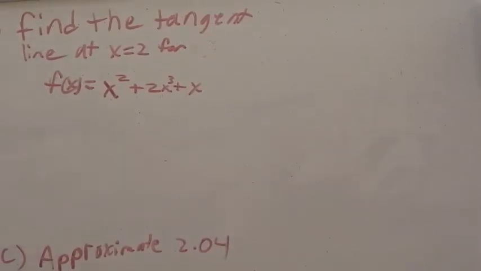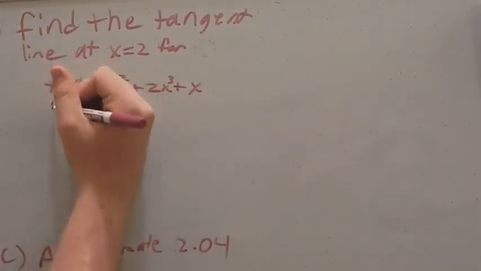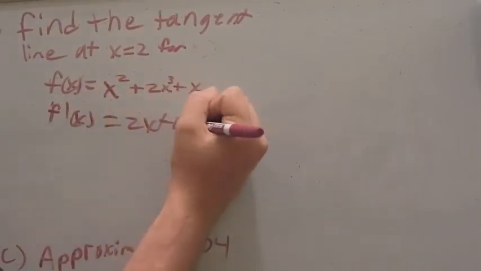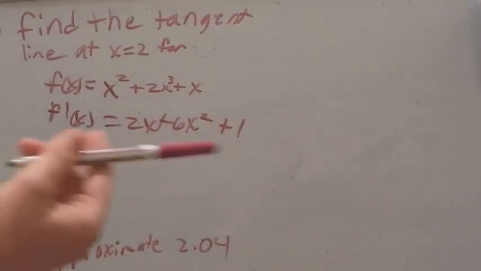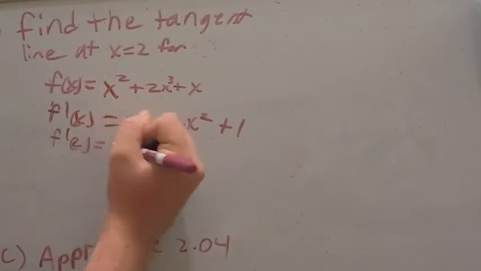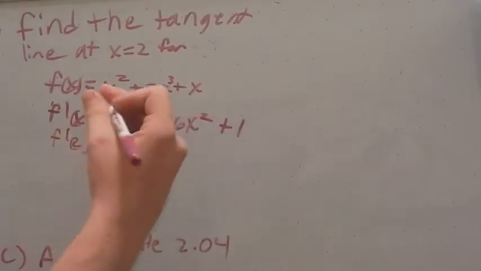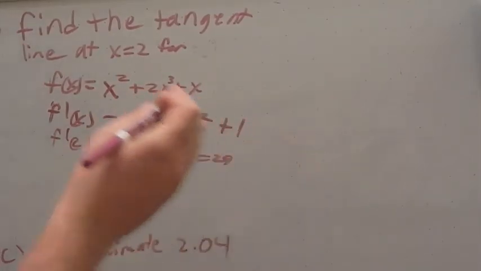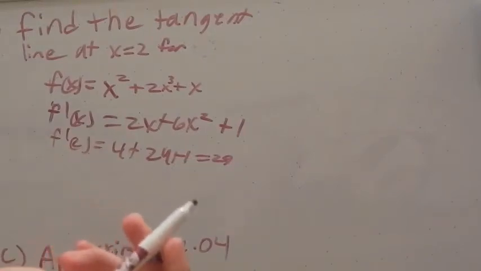So the first step, as I have taught you, is take the derivative of this function. So f prime of x equals 2x plus 6x squared plus 1. Okay, so now you'll plug in 2. So you'll do f prime of 2 equals 4 plus 4 times 6, which is 24, plus 1, so equal 29. So now that you find the slope, you just need to find the y value.